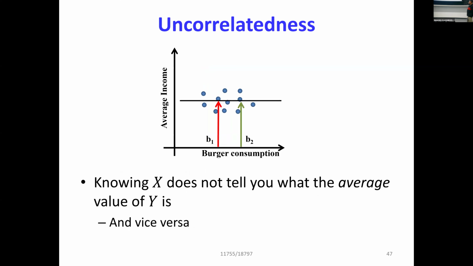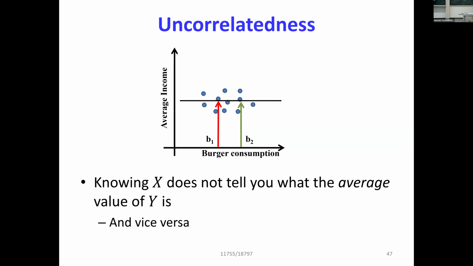Now, on the other hand, if the two were not correlated, then you'd get a scatter of this kind. So the burger consumption is B1, your estimate for how many penguins are in Antarctica is going to be the same as when the burger consumption is B2. So these are uncorrelated random variables, right? So knowing x does not tell you what the average value of y is. Again, it's about the average value. We're not talking about the variance, right?